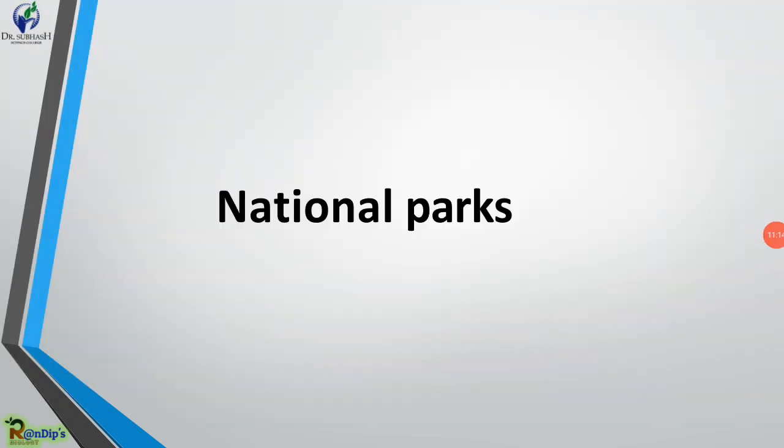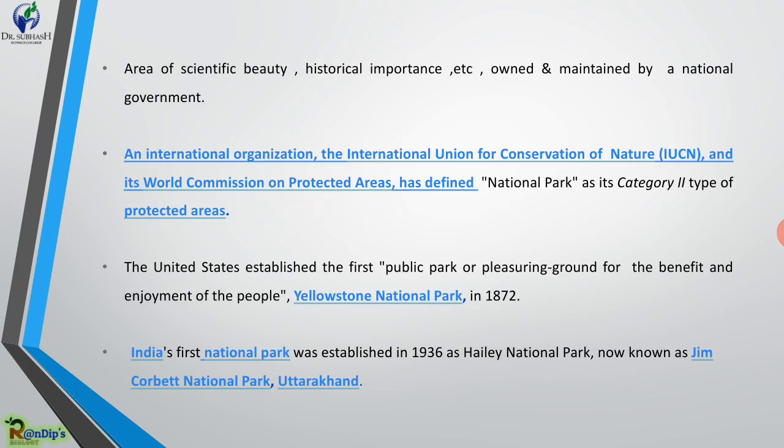Now we discuss some national parks. A national park is a particular protected area to conserve the biodiversity, area of scientific beauty, historical importance, etc., owned and maintained by the national government. Which government handles the national parks and sanctuaries? Like an international organization, the International Union for Conservation of Nature, called the IUCN, and its World Commission on Protected Areas has defined national park as a category 2 type of protected area.